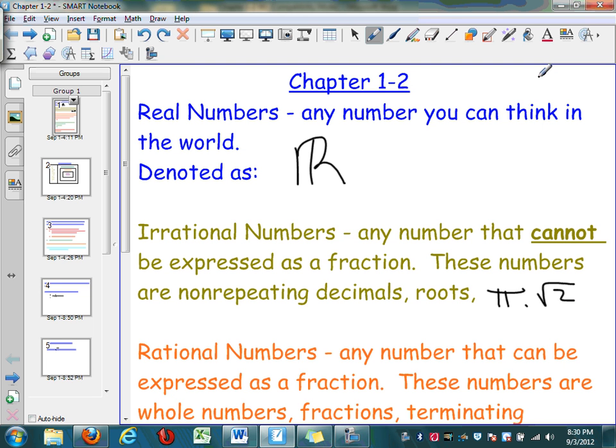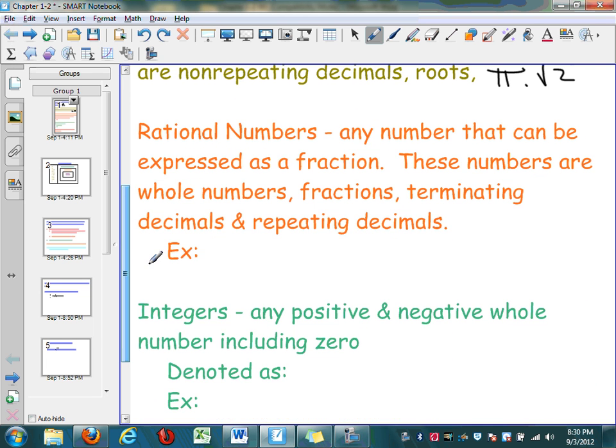Now, with that said, the next thing you need to worry about is going to be your rational number system. Your rational number system is any number that can be expressed as a fraction. And these numbers are whole numbers, fractions, terminating decimals and repeating decimals. So that's going to be your 1/2, which is going to be the 0.5. It's also going to be your 1/3, which is going to be your 0.33 repeating. Okay? Those are all going to be your rational numbers. And I didn't tell you this before, but that is going to be a bold-faced Q. That's your rational number system.